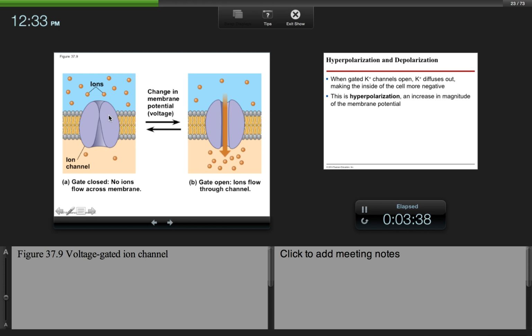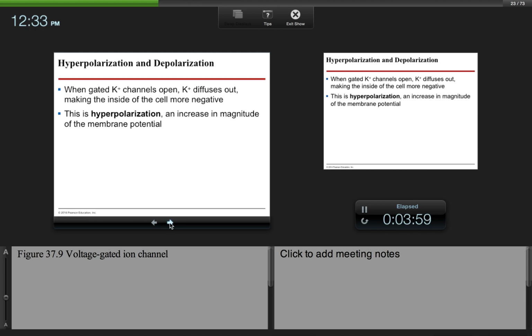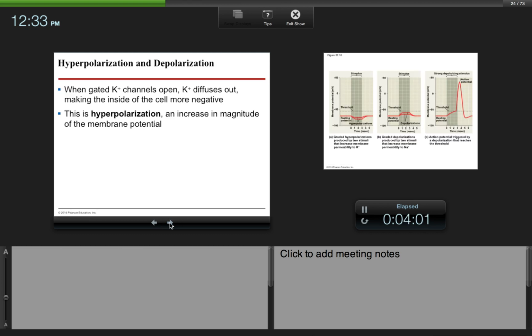So here you can see the first gated ion channel is closed. So these ions are not getting into the cell. A change in membrane potential or voltage across the membrane can cause a gated ion channel to open, allowing, in this case, the influx of ions into the cell. Okay, there can be hyperpolarizations and there can be depolarizations of the membrane.